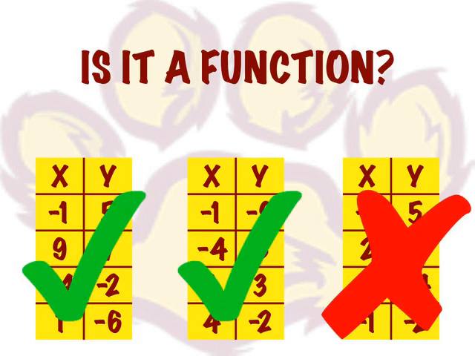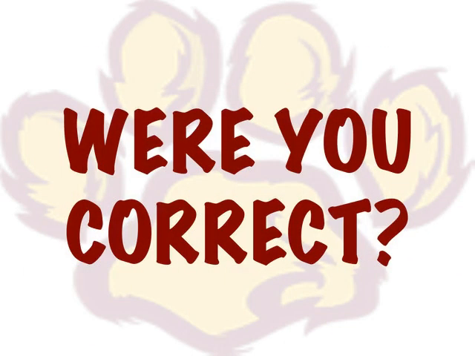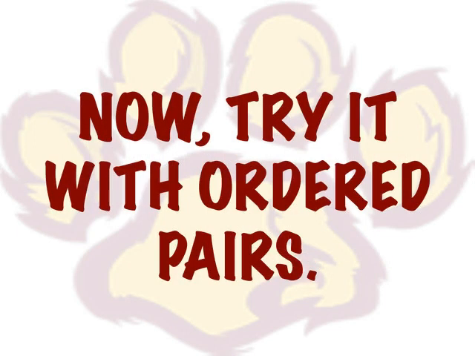The left and the middle table are functions. None of the X values repeated. In the table to the right, the X value of -1 was seen twice. Each time it had a different output. First time the output was 5, second time the output was -2. That means it is not a function. Were you correct in looking at it? Now, let's try it with ordered pairs.